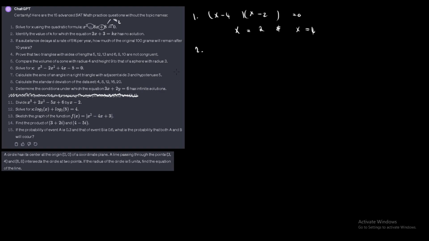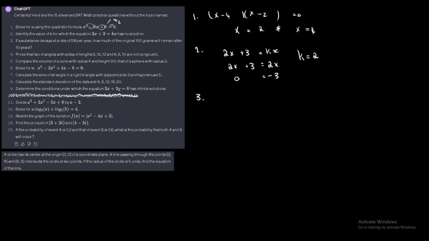So look at number 2. Identify the values of k for which the equation, okay, let's write down the equation, plus 3 is equal to kx, has no solutions. Well, the only way to get no solutions is if my x coefficients are equal. So I need k to be 2. If I subtract 2x on both sides, I get 0 equal to negative 3, which is obviously not true. So k needs to be equal to 2 in order for us to have no solution. So k is equal to 2.